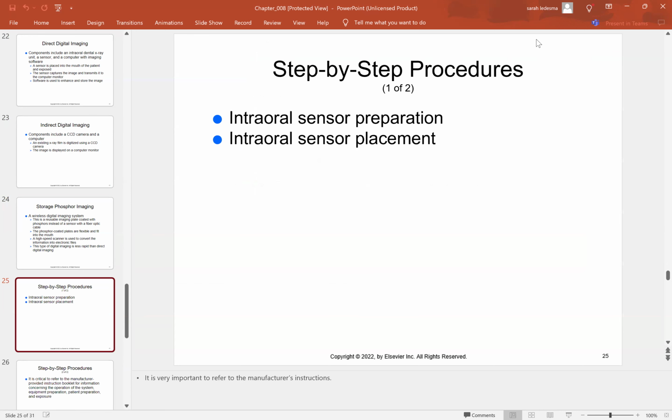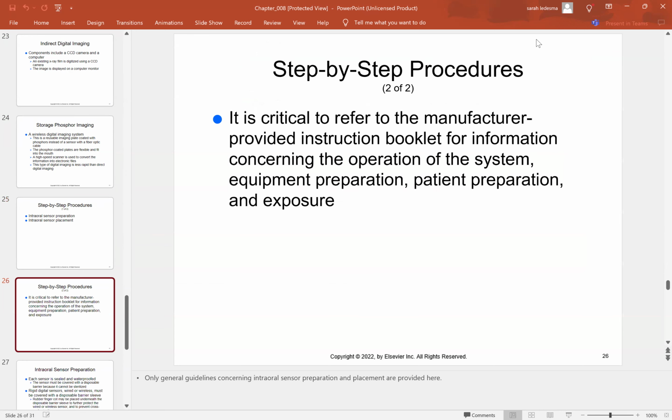Step-by-step procedures. It is critical to refer to the manufacturer-provided instruction booklet for information concerning the operation of the system, equipment preparation, patient preparation, and exposure.